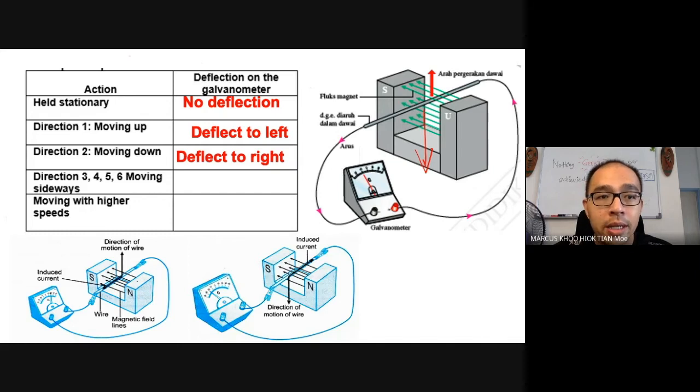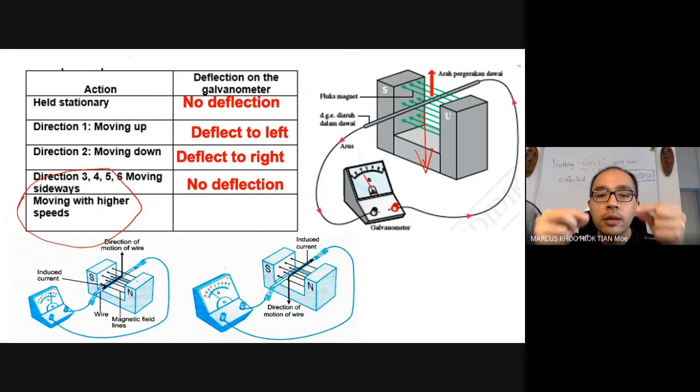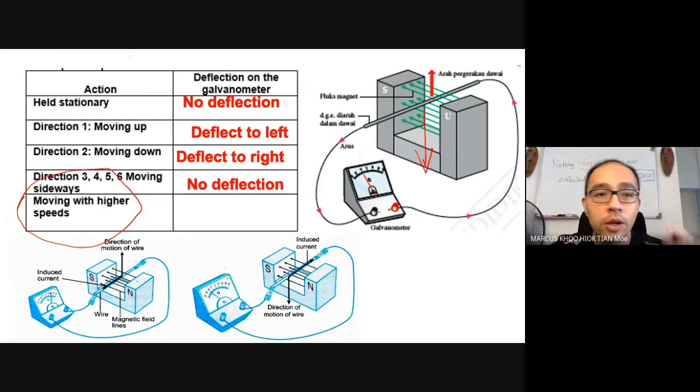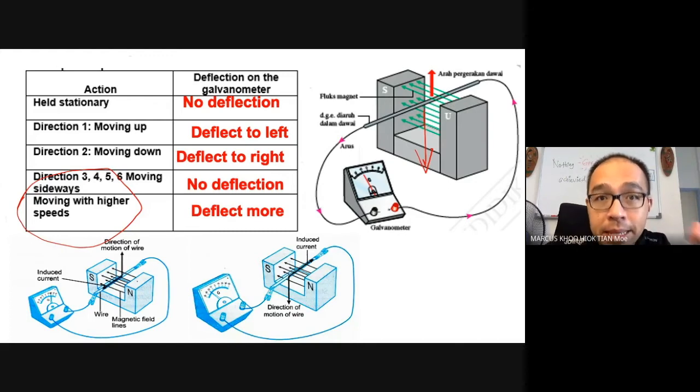Okay, when it is moving sideways, sideways means you move sideways like this, parallel to the magnetic field lines, there will be no deflection. And if you move with a higher speed, the one with the bigger movement, you're going to get a bigger deflection. Okay, and this is the basic of electromagnetic induction.